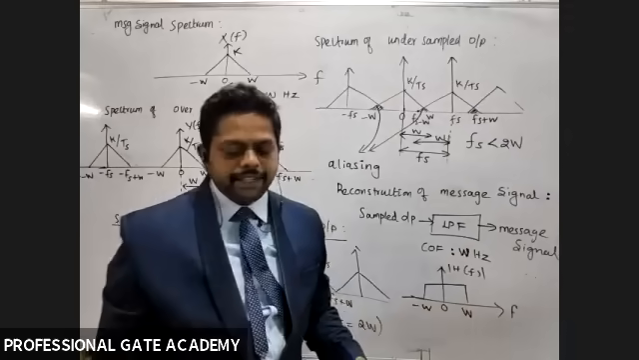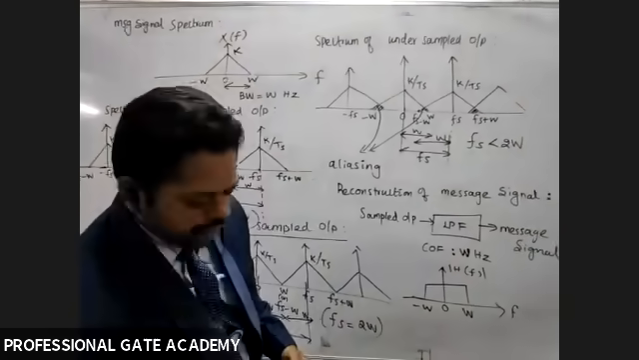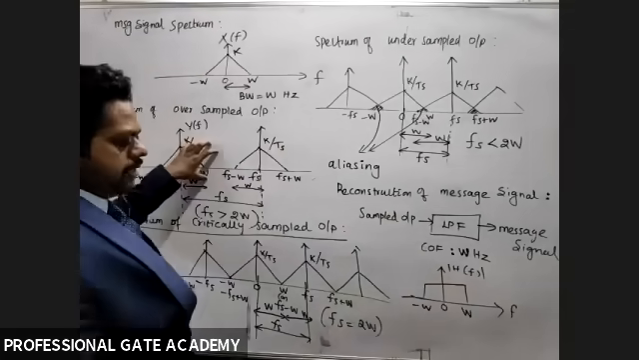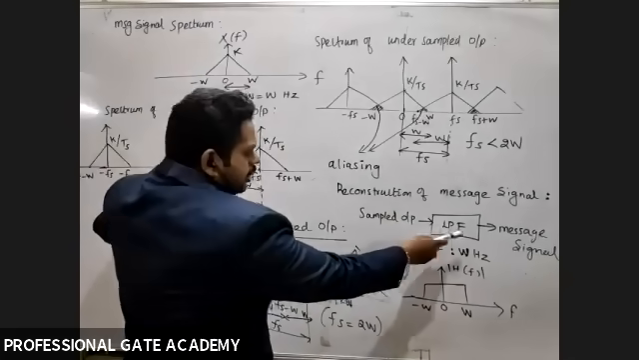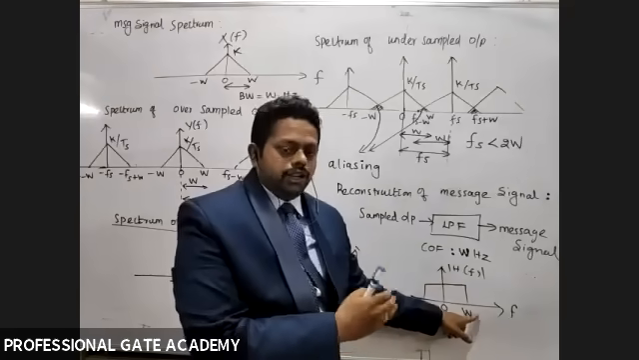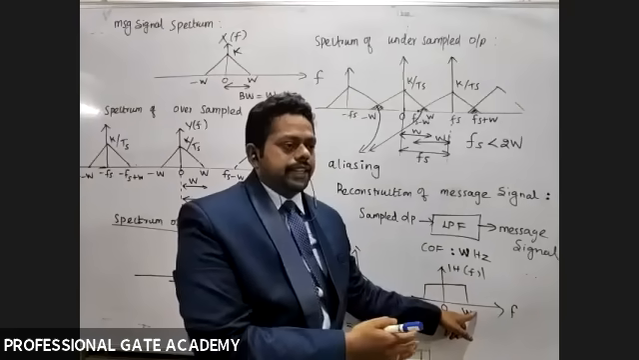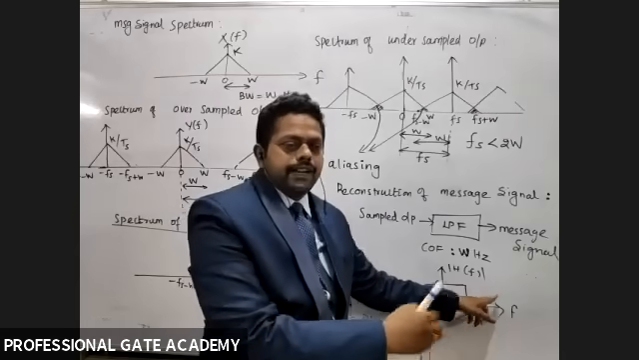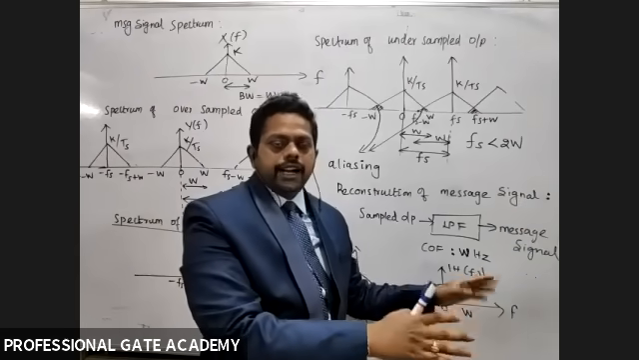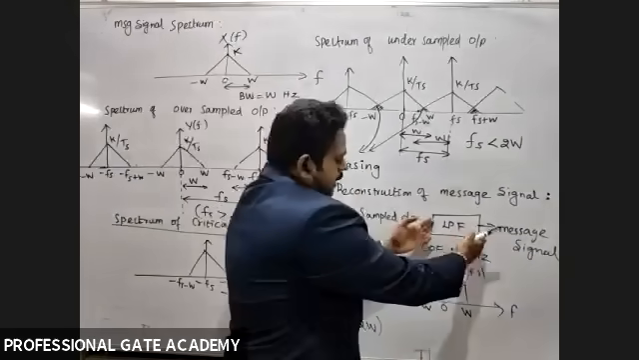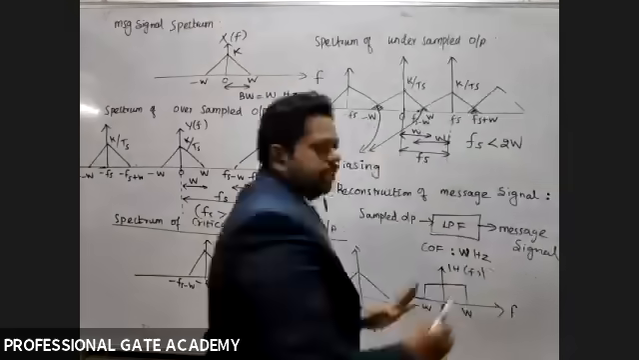So what will the low pass filter do? When the sampled output is passed through the ideal low pass filter, the low pass filter will allow the components maximum up to W. The low pass filter will allow only low frequency, only up to W hertz. After W, components will be attenuated or not allowed by the low pass filter.